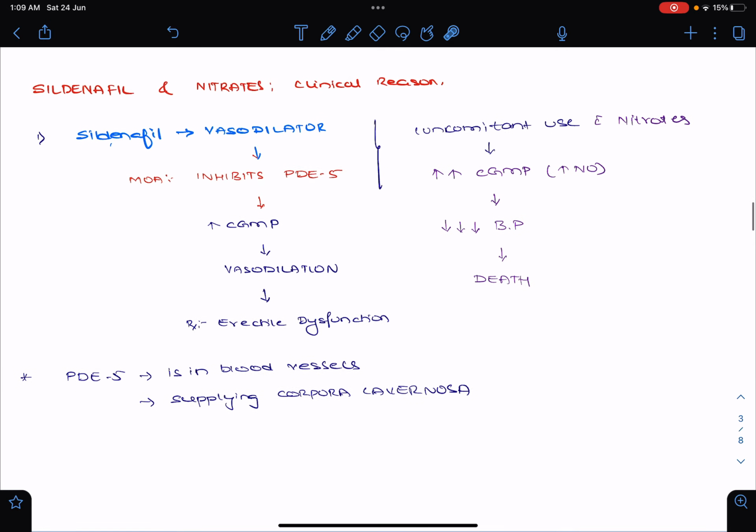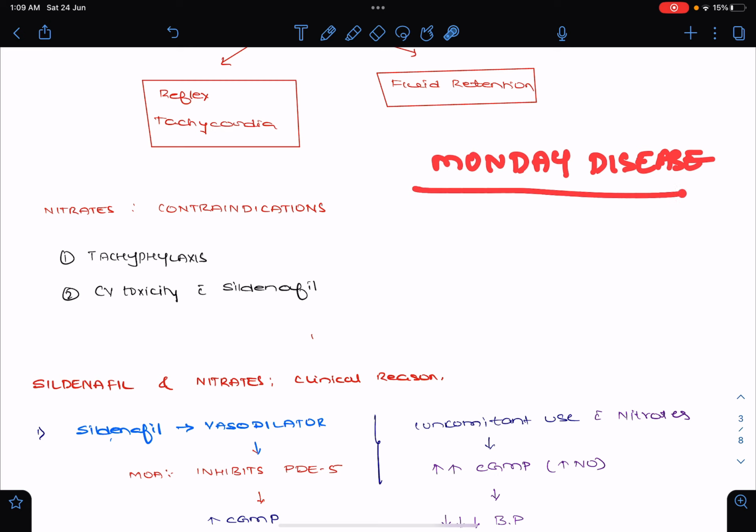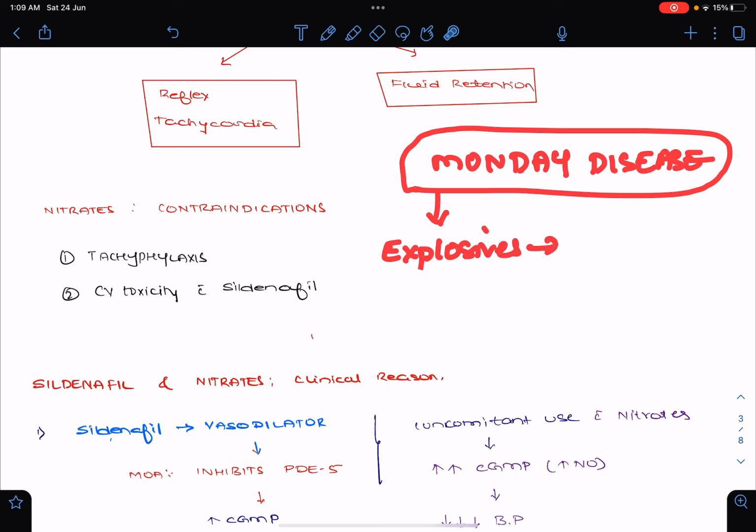Apart from that, one side effect you should remember is Monday disease. Usually with nitrates, Monday disease will occur, in persons who are working in explosive industries. When they come on Monday, what will happen?